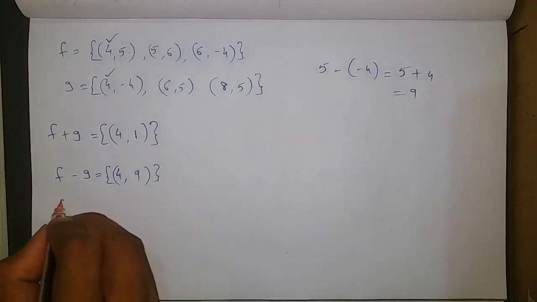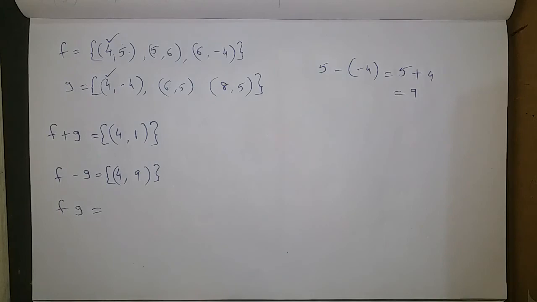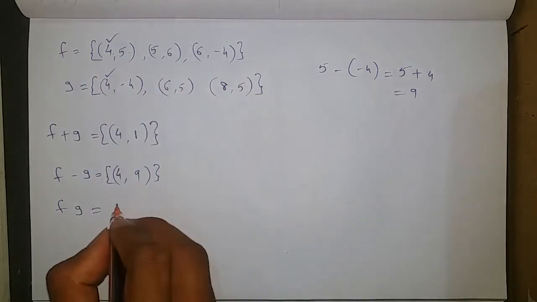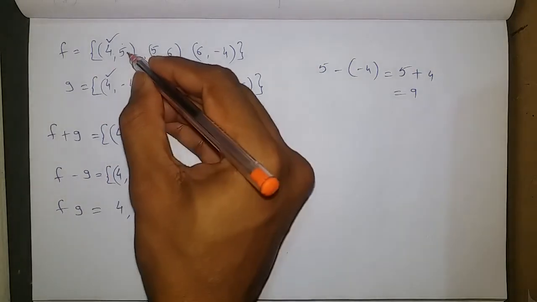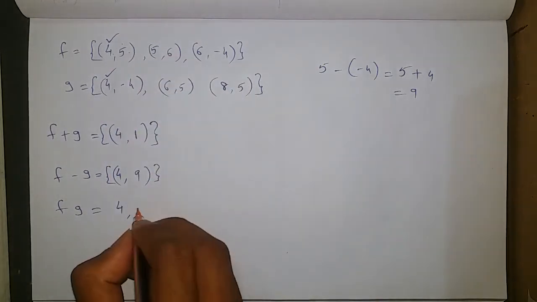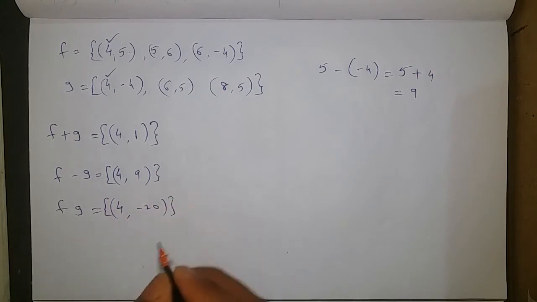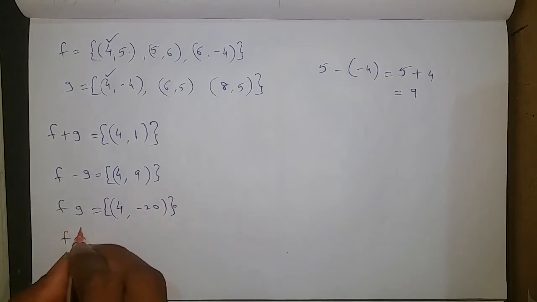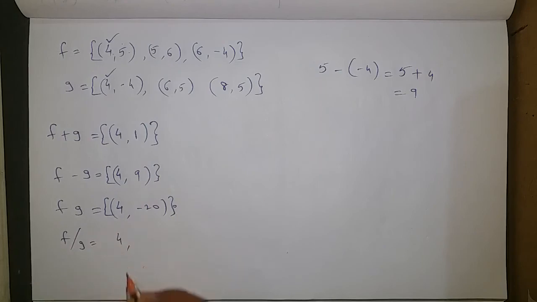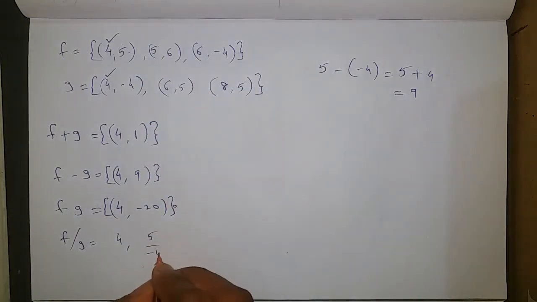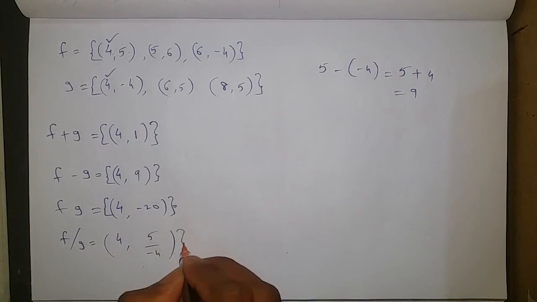Next, multiplication, f into g. Same again, 4 only the common one, so write only once. 5 into minus 4, minus 20. Same for division also, f divided by g, so 4 comma 5 by minus 4. Finished.